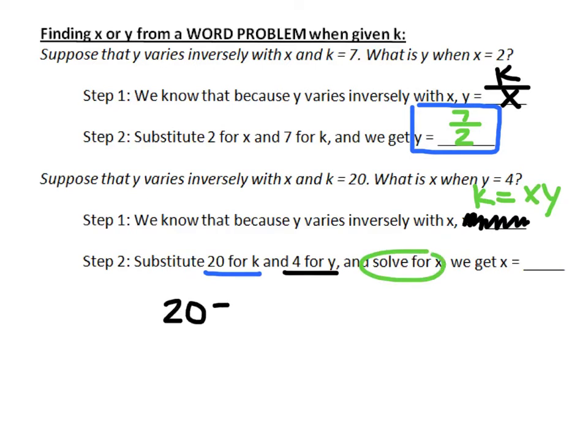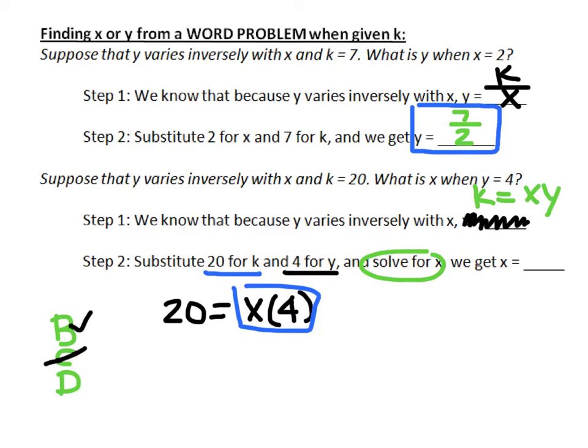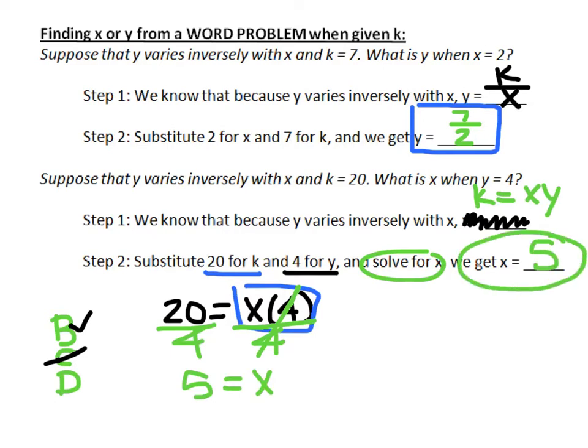20, because that's where k is, equals x times 4, because that's what y is. Well, solve for x. Remember, 3 simple steps, B, C, D. First, you box your variable. Notice, is there anything next to it to cancel? Nope. So we go straight to the last step, which is to divide. And I'm going to divide by 4, because that's the number inside the box. And we get 20 divided by 4, which does reduce to 5. So x equals 5.